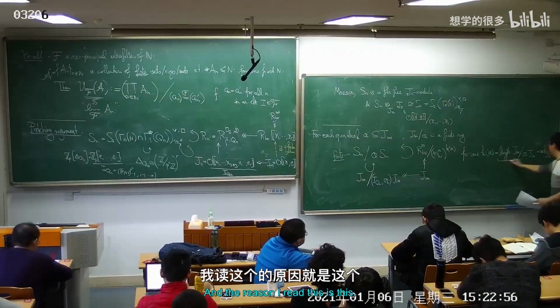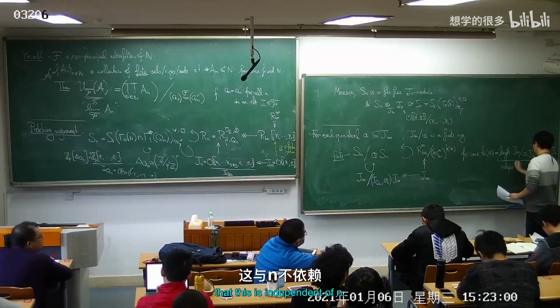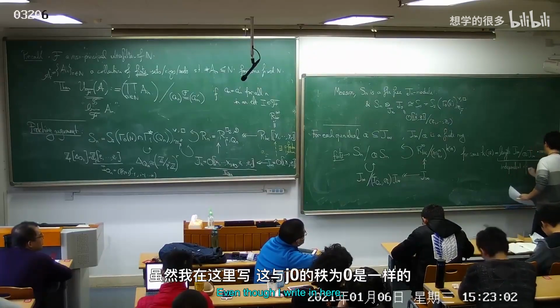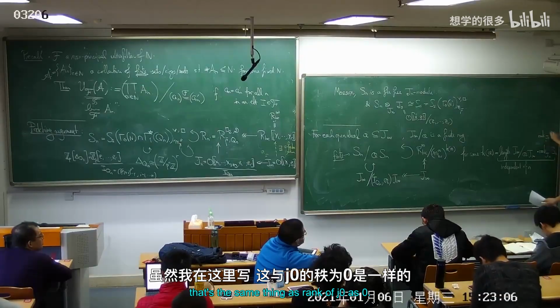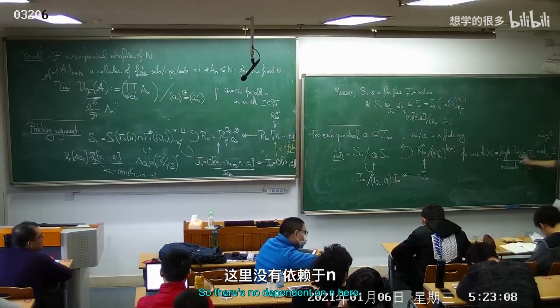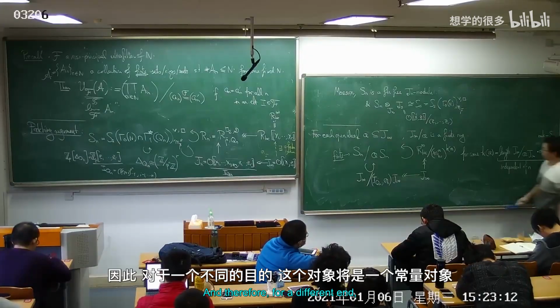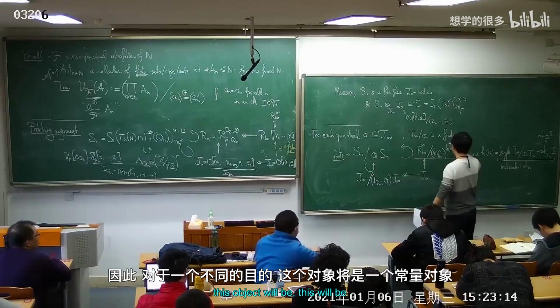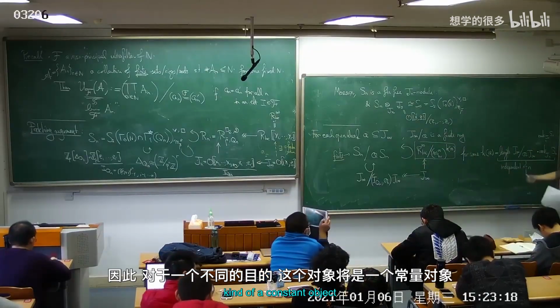And the reason I write this is that this is independent of n. Even though I write it here, that's the same thing as the rank of J_0 as 0. So there's no dependence on n here. And therefore, for different n, this will be a kind of constant object in some sense.